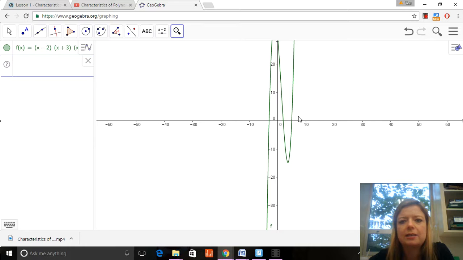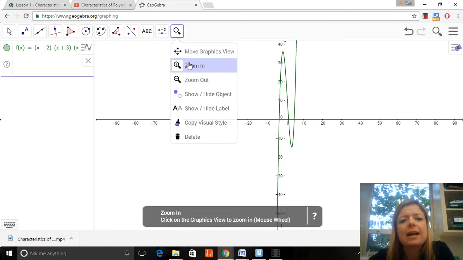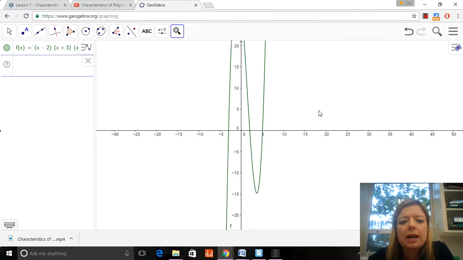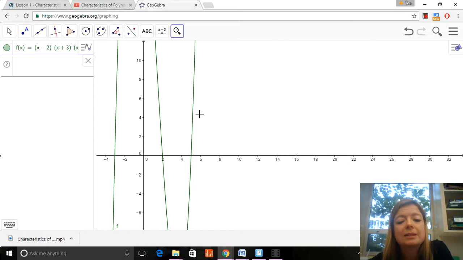If you were to zoom out, you can see that this looks like a cubic. The degree is 3. The leading coefficient is positive because when you multiply all these by each other, it would just be positive x cubed. That explains the end behavior doing what it does. And you have the zeros there at 2, negative 3, and 5. So the whole point of this is that when you are given a polynomial in factored form, you have enough information to answer questions about it and to make a pretty decent graph of what it looks like. So that's what we're doing today.